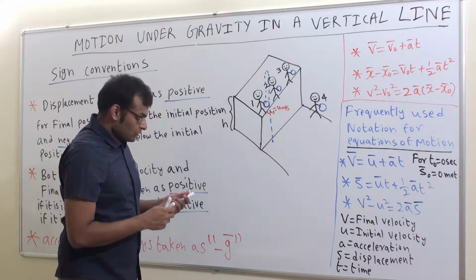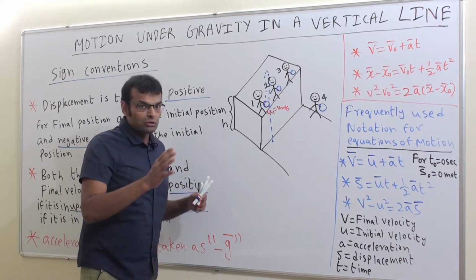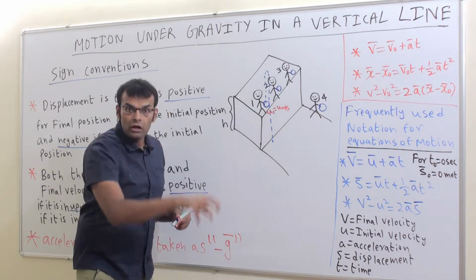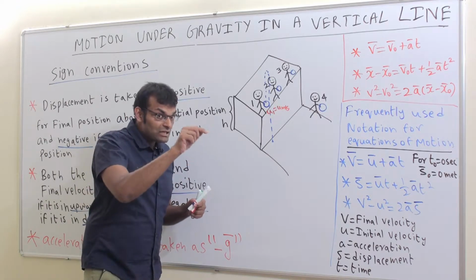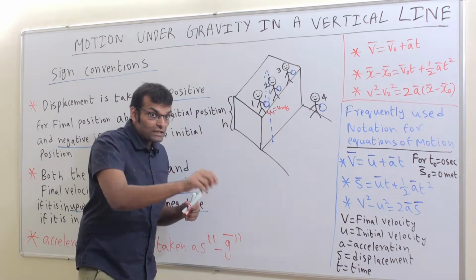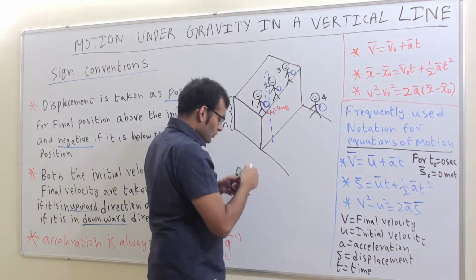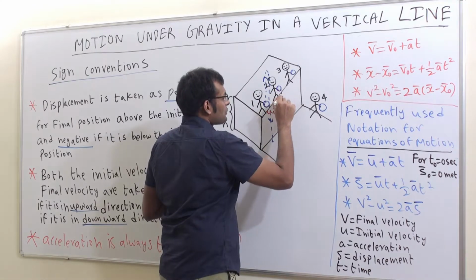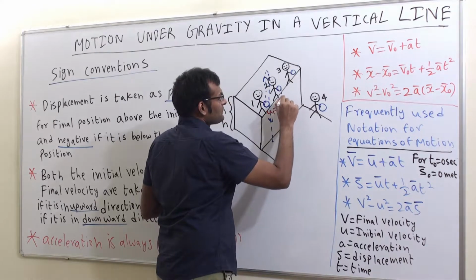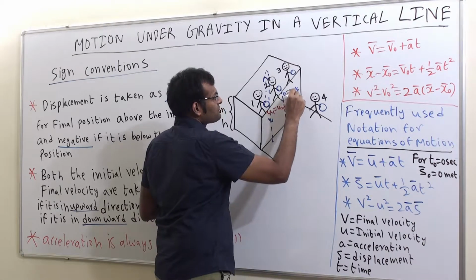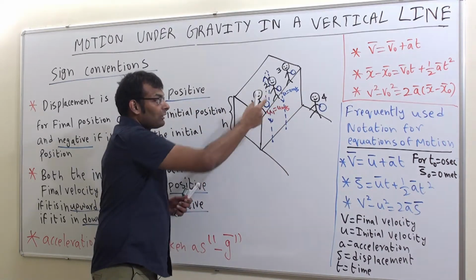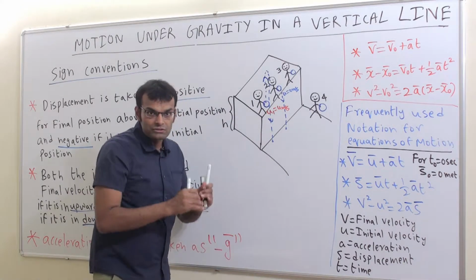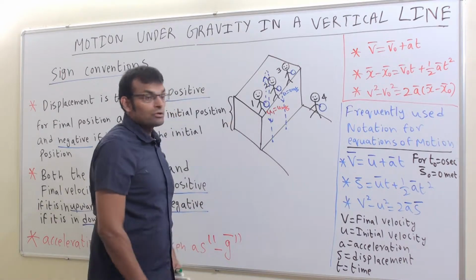Now let's take person 2. Person 2 is not going to throw the ball, he is just going to drop the ball. That is, he is not going to throw the ball upwards or downwards, he just drops it. It means the initial velocity of the ball when he is dropping is 0 meters per second. He just drops the ball, it reaches here. So u is equal to 0 meters per second. He is not applying any force on the ball to give some initial velocity, so u is equal to 0 meters per second.